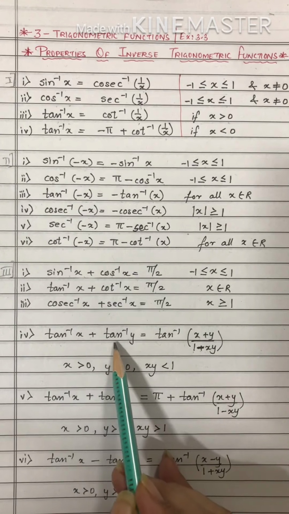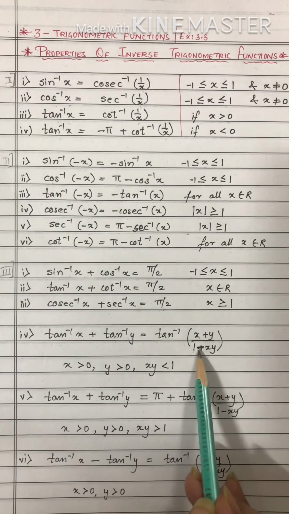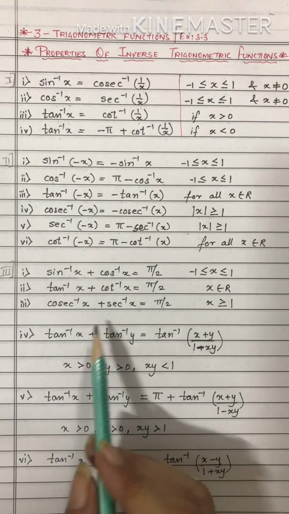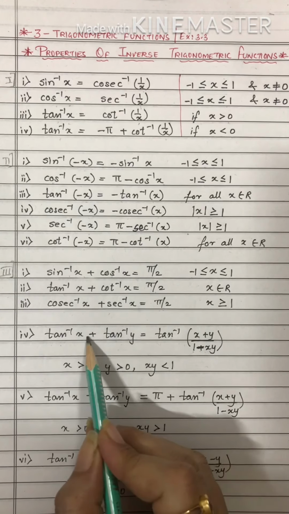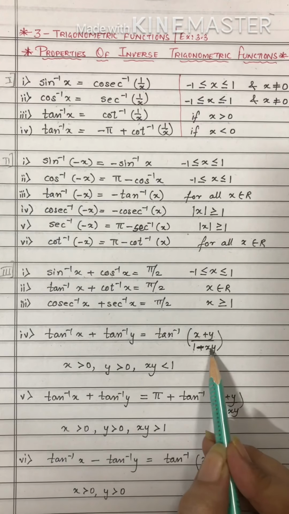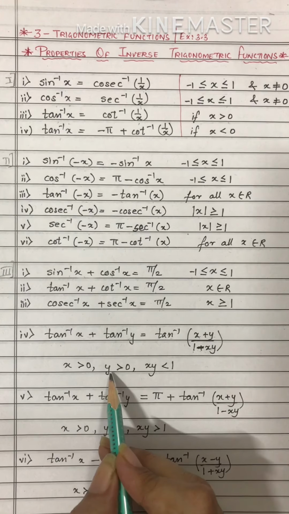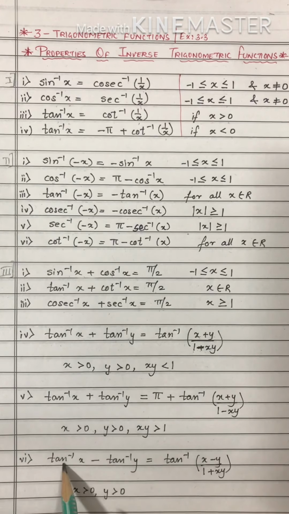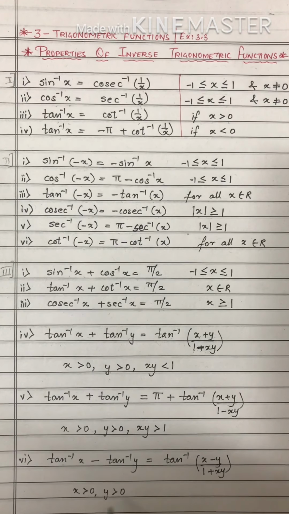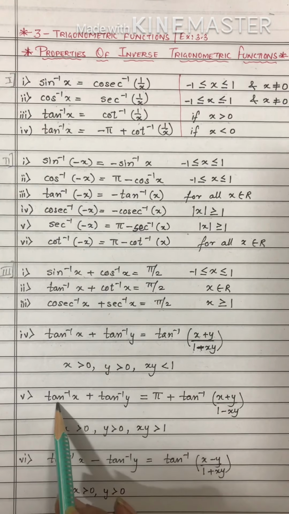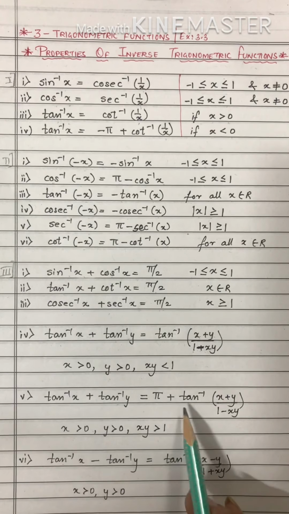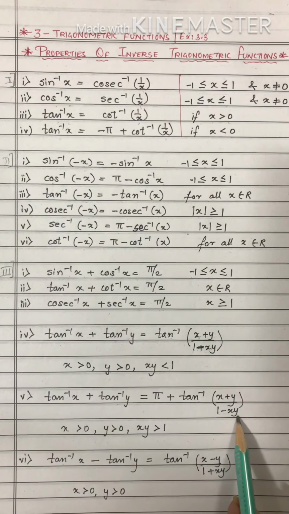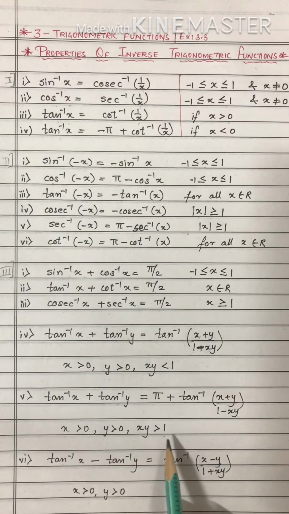Next is tan inverse x plus tan inverse y is equal to tan inverse of x plus y upon 1 minus xy. Just see how it is made. It is equal to tan inverse, the same thing, x plus y upon 1 minus the multiplication of xy, where the value of x should be greater than 0, y greater than 0, and xy should be less than 1. Again, the same we have here, tan inverse x minus tan inverse y is equal to tan inverse of x minus y upon 1 plus xy. Okay, conditions are written, and then tan inverse x plus tan inverse y is equal to pi plus tan inverse of x plus y upon 1 minus xy, and these are the conditions given.